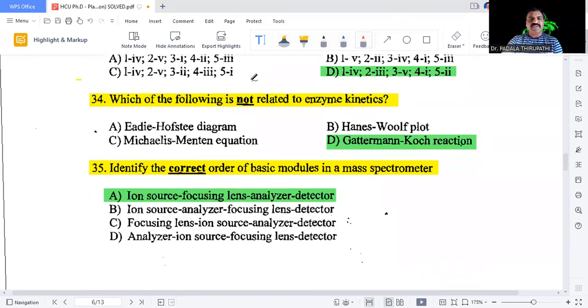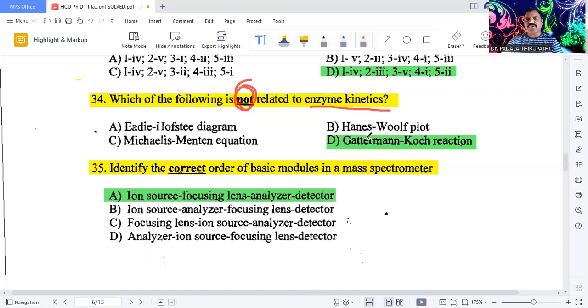And the next one is, which one of the following is not related to enzyme kinetics? The Gattermann-Koch reaction is not related to enzyme kinetics. The remaining are all related to enzyme kinetics: the Michaelis-Menten equation, Hanes-Woolf plot, and Eadie-Hofstee diagram. These 3 are related to enzyme kinetics, whereas the Gattermann-Koch reaction is not.